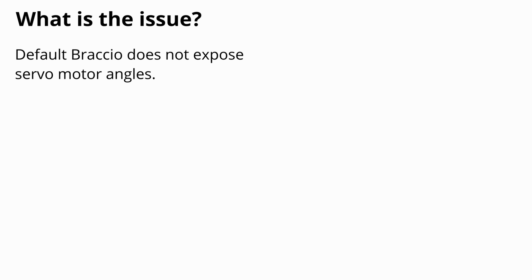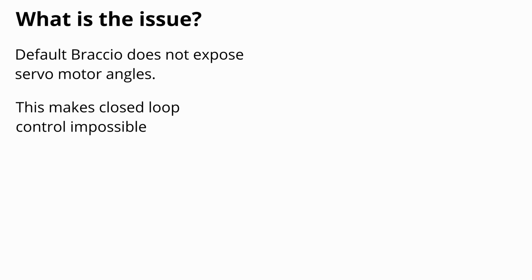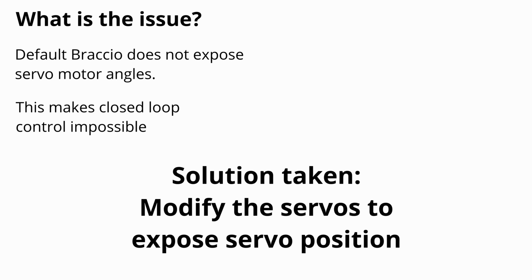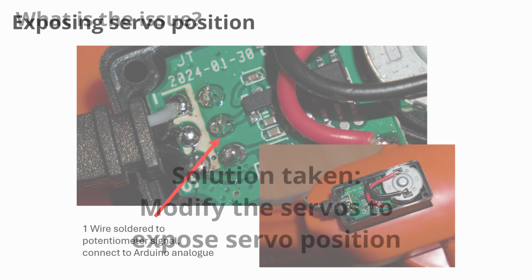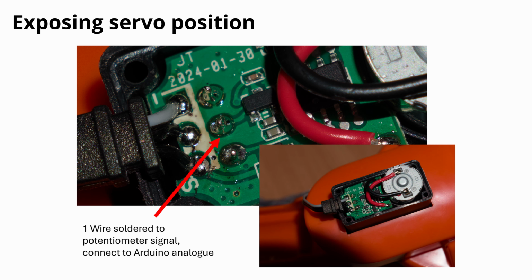Braccio in its default configuration features an issue. The default Braccio does not expose motor servo angles. This makes closed loop control impossible. The solution taken was to modify the servos to expose the servo position. A single wire can be soldered to the servo's built-in potentiometer.